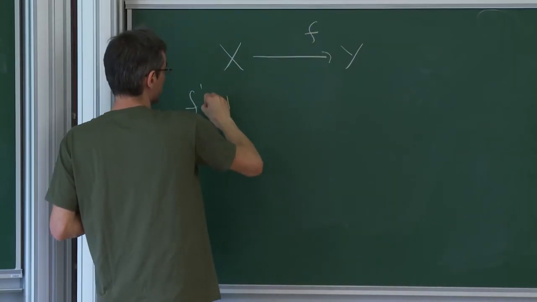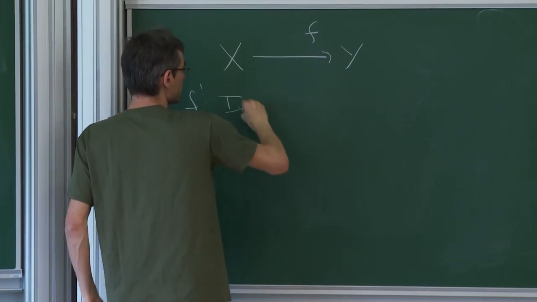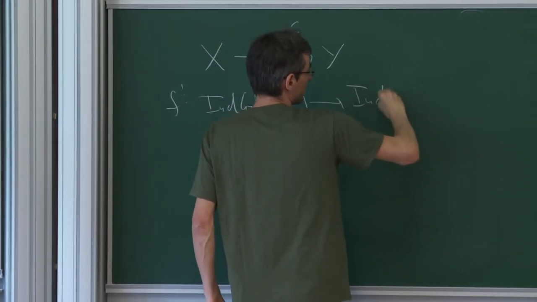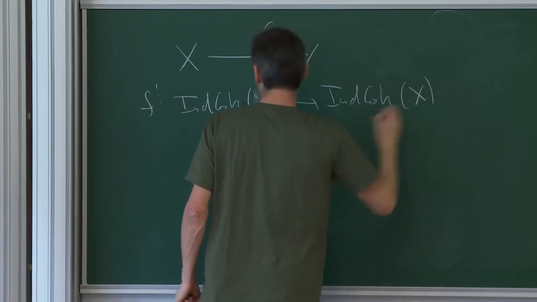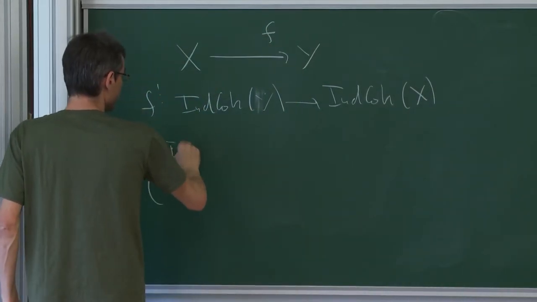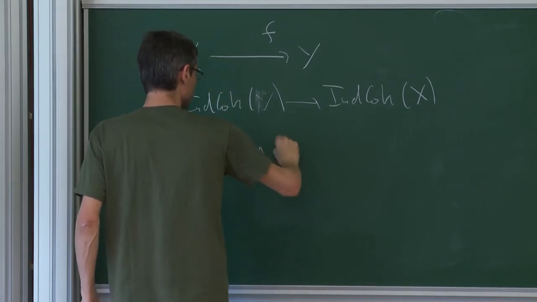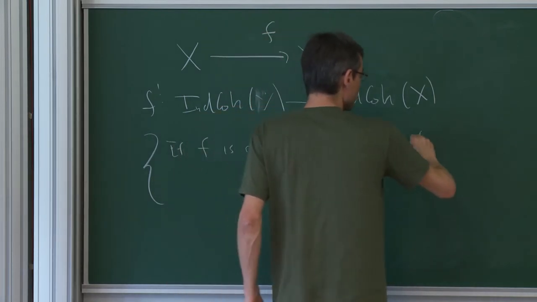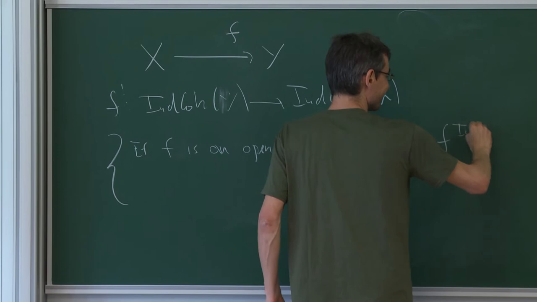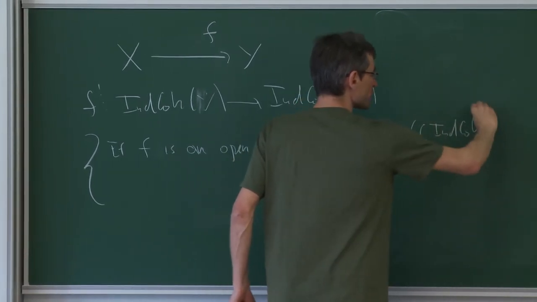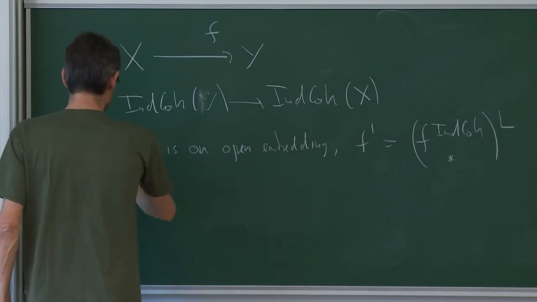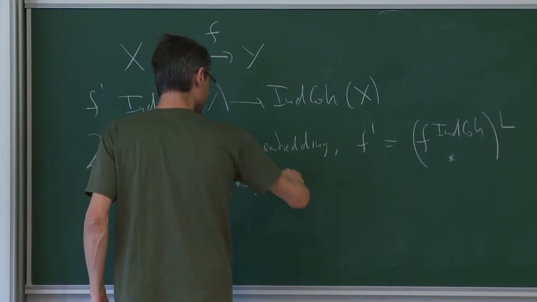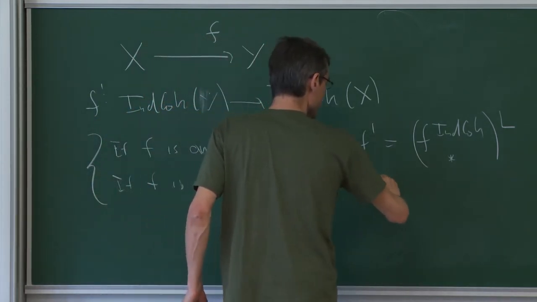Okay, so going back to this, we still want to define, if you have a map, F upper shriek from int co x, int co y to int co x, in the following way. You want that if F is an open embedding, F upper shriek to be the left adjoint of the functor direct image. And if F is a proper map, you want F upper shriek to be the right adjoint.